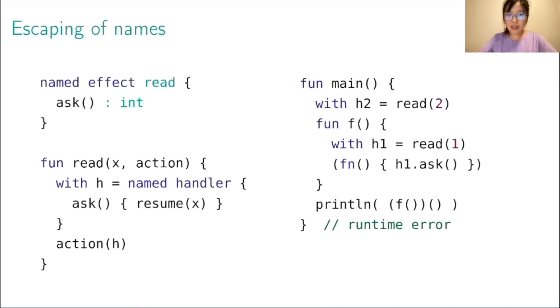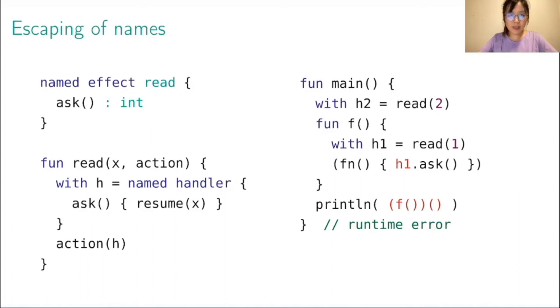Having named handlers as first-class values is convenient, but it is also dangerous, as names can escape the scope of their handlers. For example, the program on the right will raise a runtime error as it fails to find the handler h1 during evaluation. The key observation is that h1 is captured by the anonymous function, which is returned from the function f. But when we call this function after we return from f, the handler h1 will no longer be available in the evaluation context.